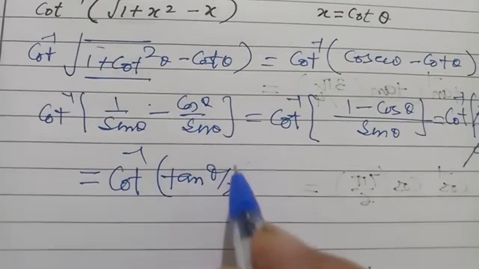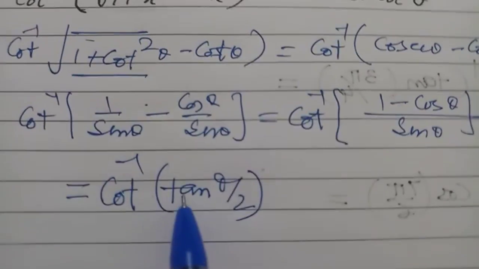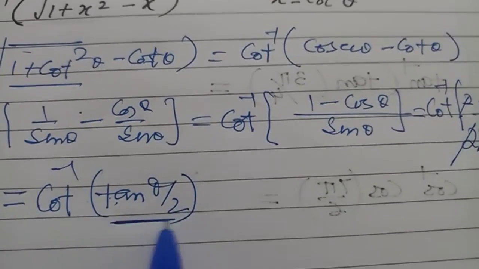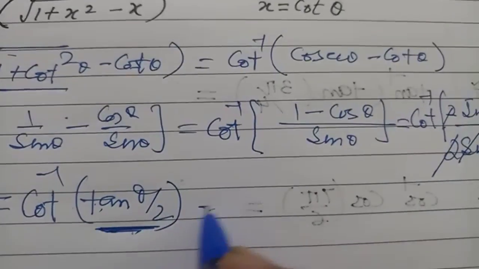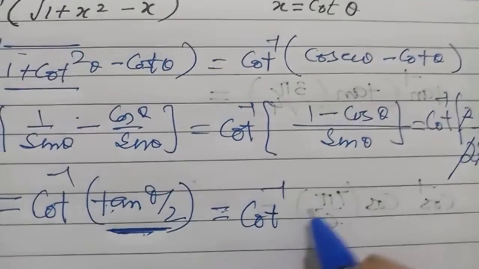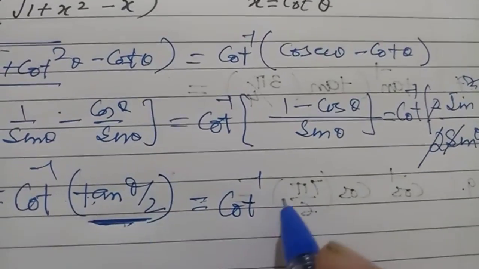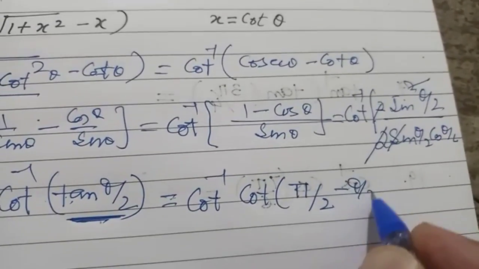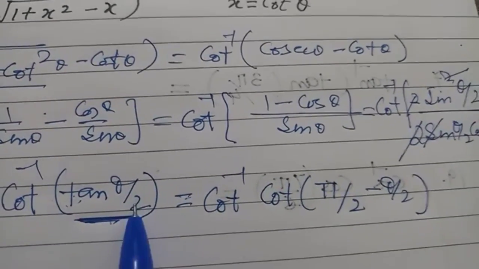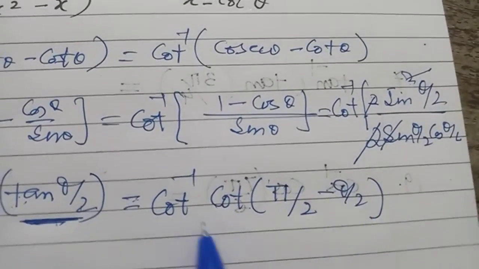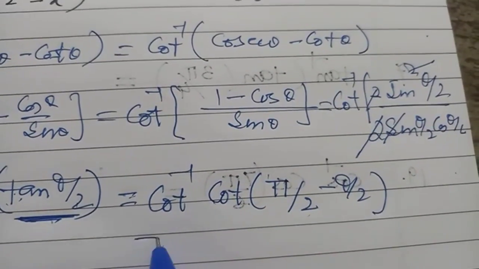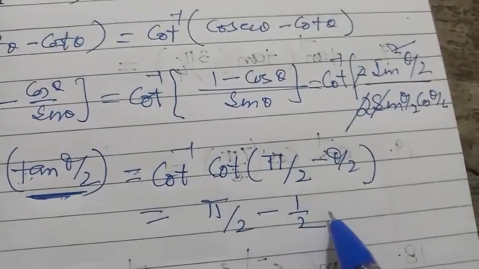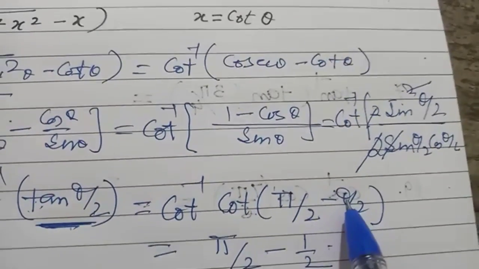Now the problem is, cot inverse can cancel cot, but this is tan. So we have to convert this tan into cot. So it is cot inverse cot 90 minus theta. This you have already studied. Anytime tan can be written as cot 90 minus theta. Cot inverse cancels this out. So what is the answer? Pi by 2 minus half into theta's value we have to place.